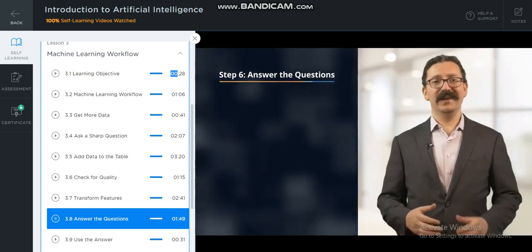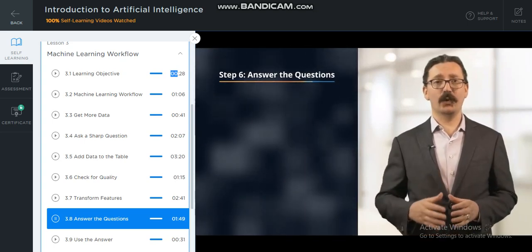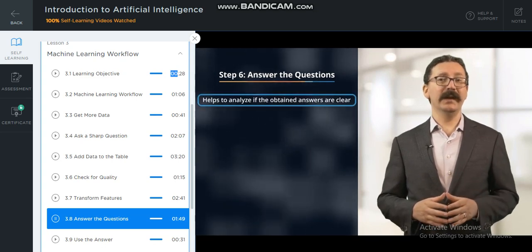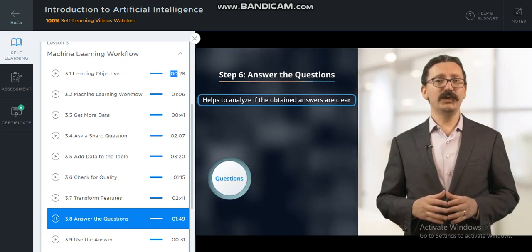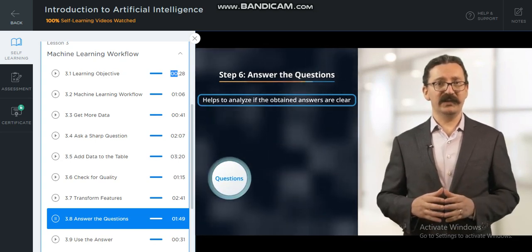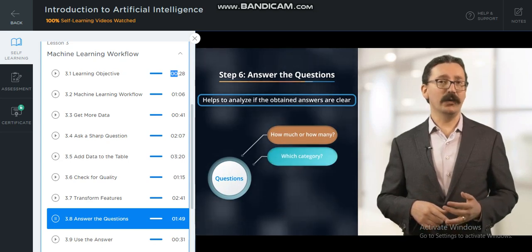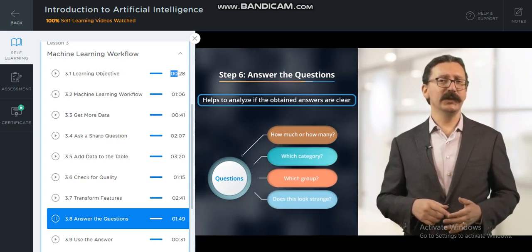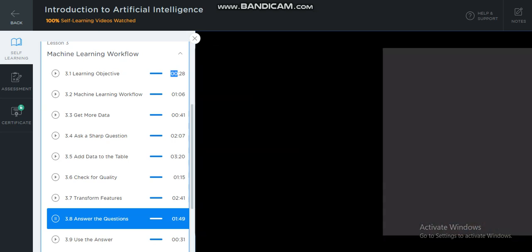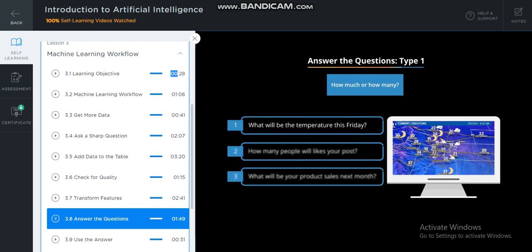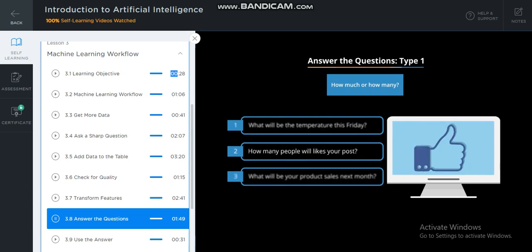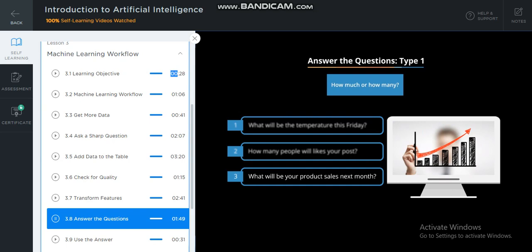Step 6. The next step after transform feature is answer the question. This step helps us in analyzing if the answer we have obtained is clear. Machine learning can be used to answer a variety of questions such as how much or how many, which category, which group, does this look strange, which action. In question type 1, which is how much or how many, the different question types are: what will be the temperature this Friday? How many people will like my post? What will be my product sales next month?